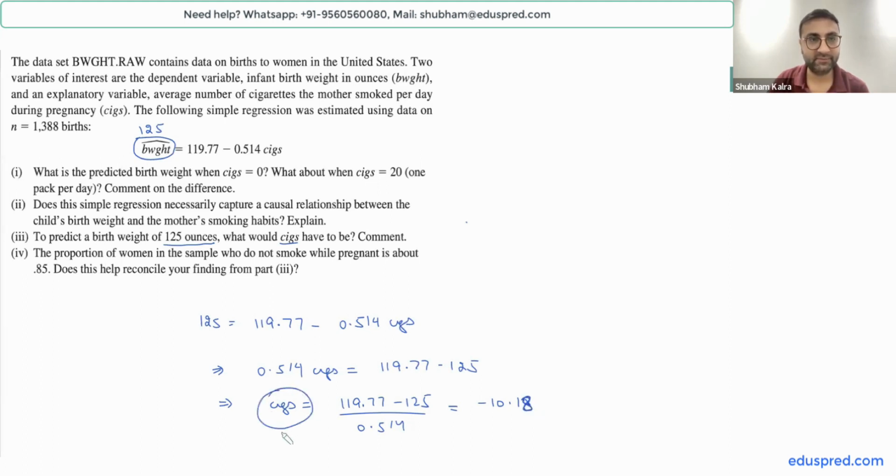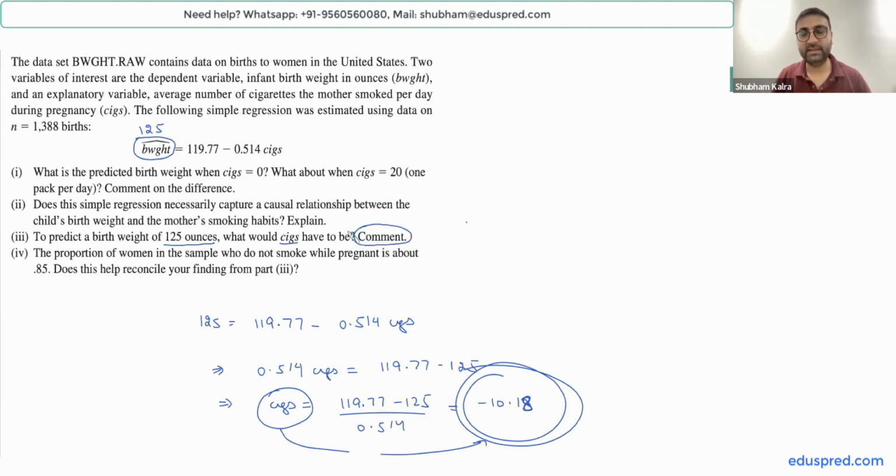So this means that if you want the predicted birth weight to be 125 ounces, then the average number of cigarettes the mother smoked per day during pregnancy has to be a negative number, which is definitely not making any sense. And we also have to comment on this, right? They are asking what should be the number of cigarettes smoked if you want a predicted birth weight of 125 ounces. The first thing that can come to your mind is that maybe a birth weight of 125 ounces is quite an unusual value. This can never happen, and that's why the number of cigarettes is turning out to be negative.